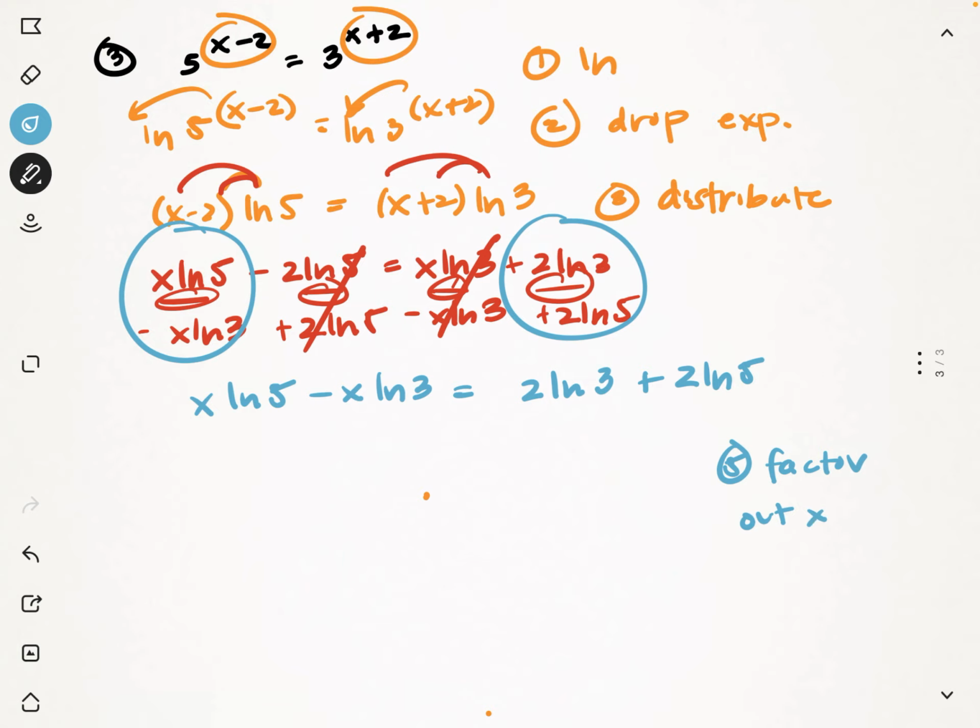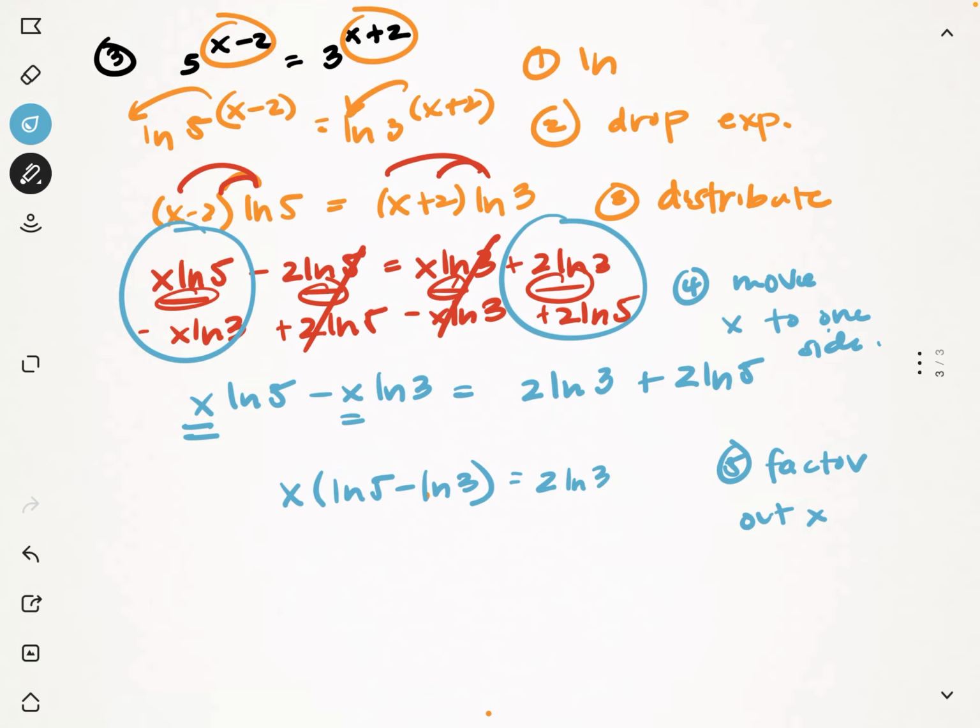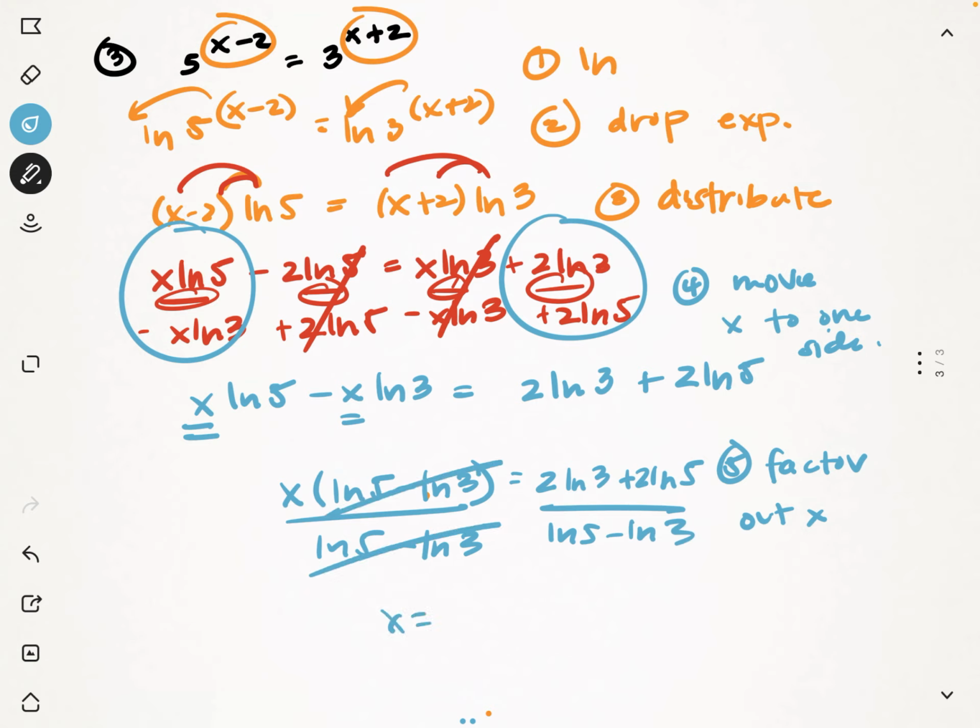And then this step here is move x to one side, right? Everything not x should be on the other side. Okay, again, because we have x's in both of these things, we can factor the x out. And then we have ln 5 minus ln 3. Okay, and guess what? To get the x by itself, it's x times this whole thing, so we just got to divide. Because that cancels with that now. So x is equal to this whole thing here. Right, which we said is acceptable.